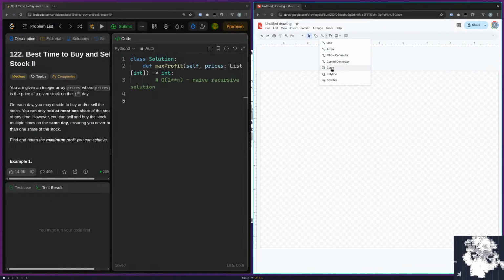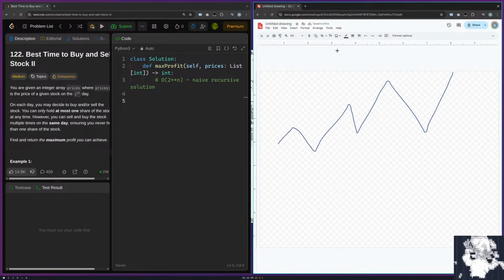So here I'm thinking the prices go up and down and up and down and up and down. Like before, we only care about the local minima and maxima. Those are the only times when we would ever want to do a transaction.